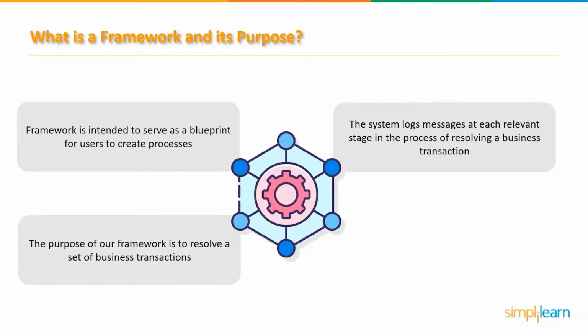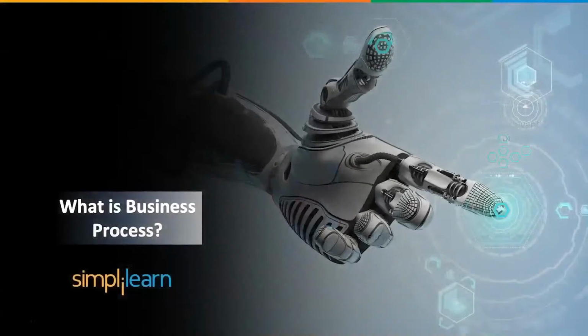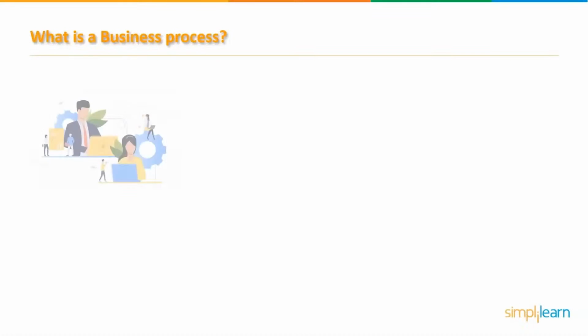The purpose of our framework is to resolve a set of business transactions. A transaction is a small amount of data and the steps needed to process it to complete a segment of business process. A process that reads a single email from a mailbox and extracts data from it is a good example. What is a business process?